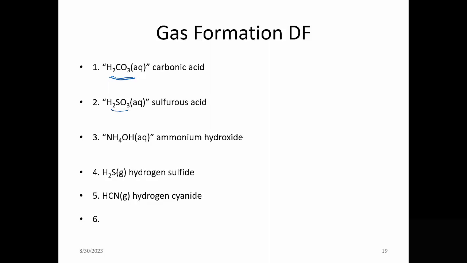Sulfurous acid is less common, but this also decomposes into sulfur dioxide and water. Sulfur dioxide is a gas. Ammonium hydroxide is much more common. And so, 1, 3, 4 and 5. 4 and 5 are just for safety purposes. You never mix acid with sulfides.